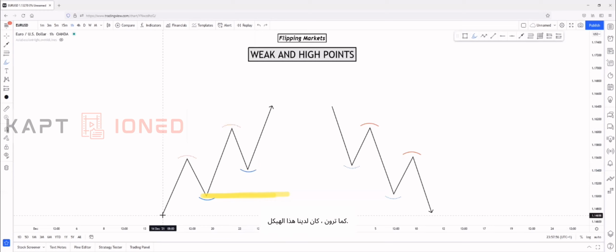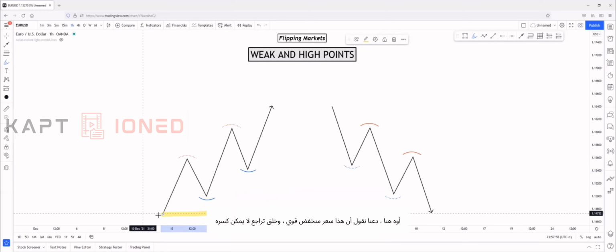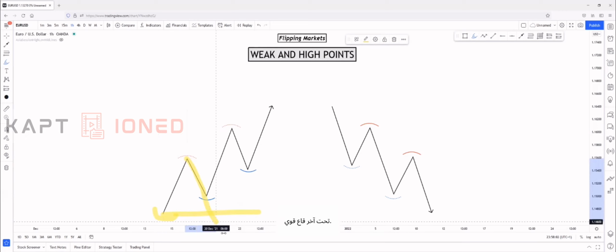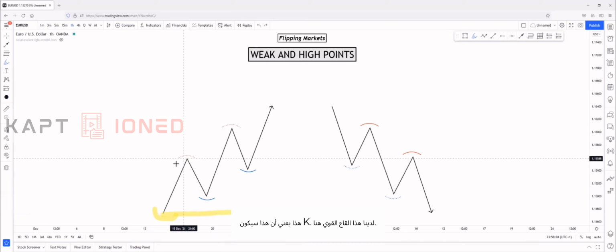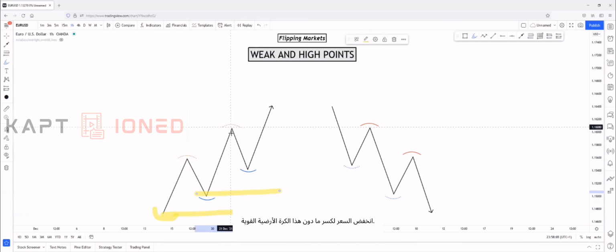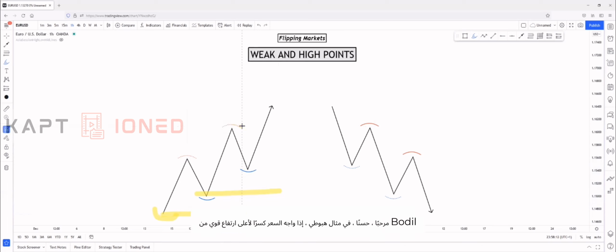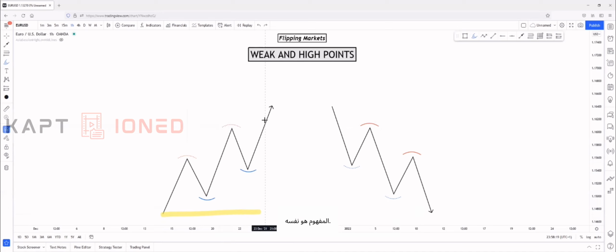So as you can see, we had this structural low here. Let's say this is a strong low. Price created a pullback, couldn't break below the last strong low. So this means this will be a weak high. We had this strong low right here. Price failed to break below this strong low. So this means this will be a weak high. Okay, in a bearish example, if price fails to break above the last strong high, it will create a weak low. The concept is the same.